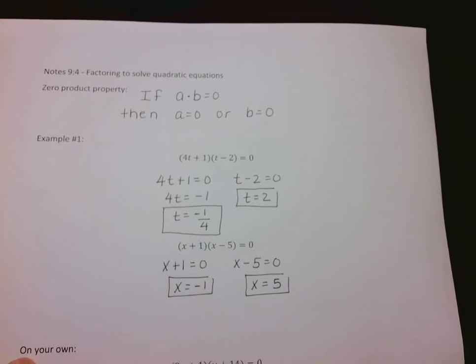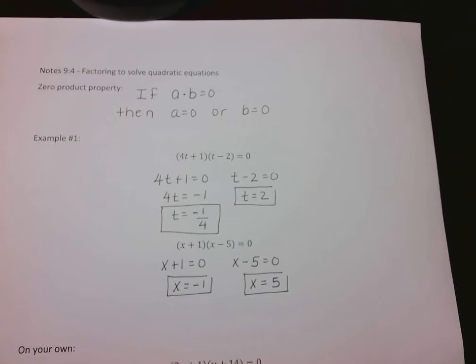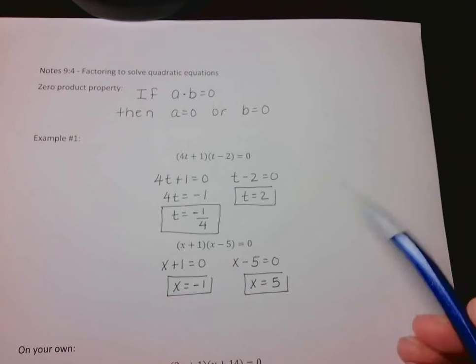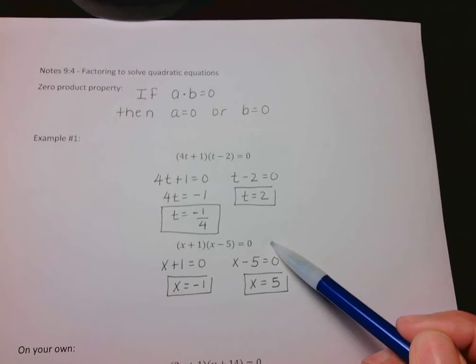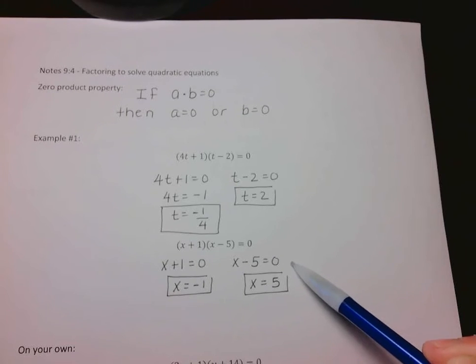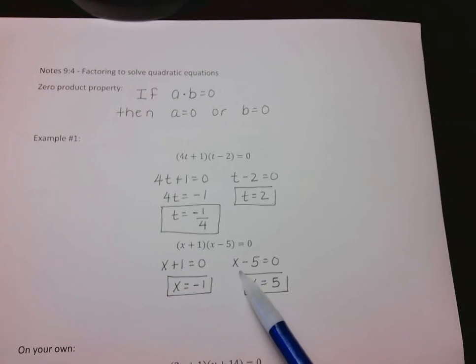So now let's look at the next example. x plus 1 times x minus 5 equals 0. Again, this factor times this factor equals 0. So then, because of the zero product property, that means either this factor or this factor must equal 0. Because when I multiply them together, I get 0. So one of them must equal 0. So what do I do? I set both factors equal to 0, and then I solve both.